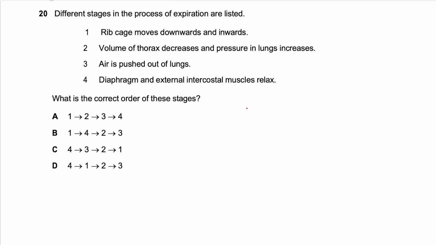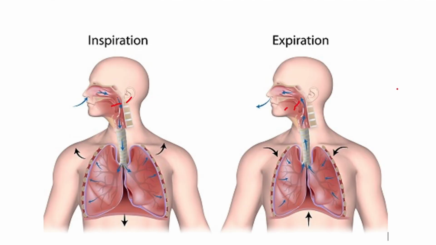Let me show you a figure and explain the expiration, then we'll come back to answer this question. As you can see in this figure, inspiration and expiration, but we will focus on expiration because this is our question. First of all, the diaphragm and the external intercostal muscles will relax. As you see here, relax. What will happen after that? The rib cage, we have here the rib cage from both sides, it will go downwards and inwards.